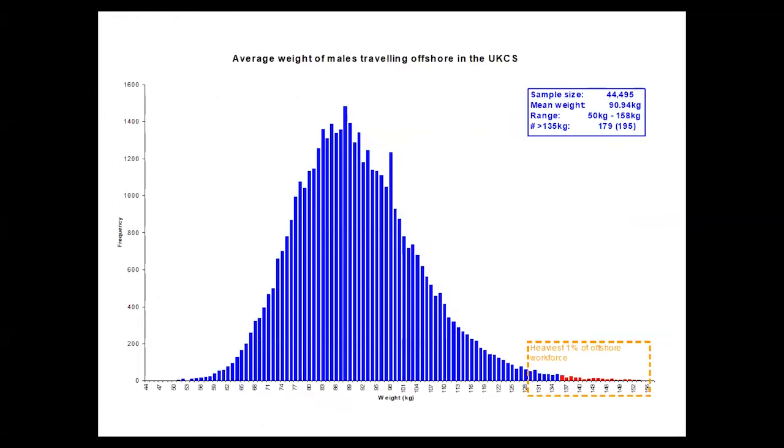And this is reflected in the offshore workforce as well. Some of you may be familiar with this chart, which is really a graph of the distribution of the offshore workforce back in 2009. And you can see that the average weight of an offshore worker at that point was 90 kilograms.